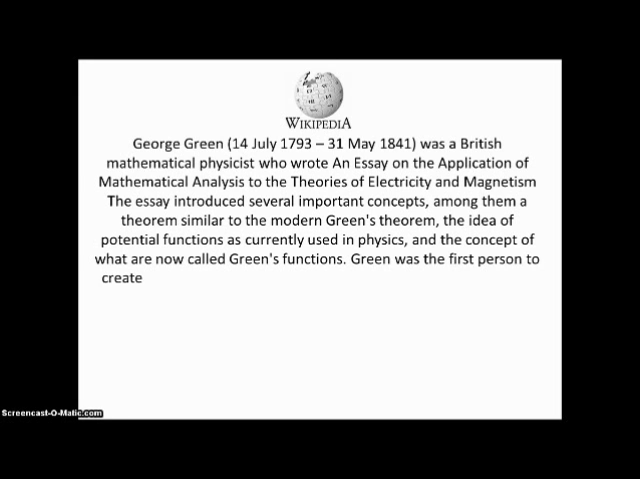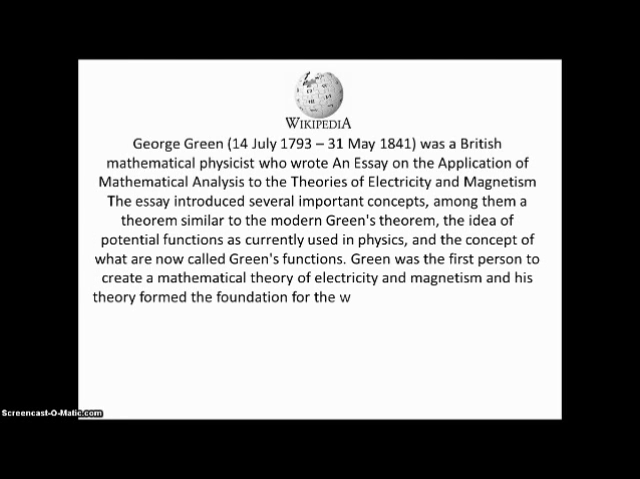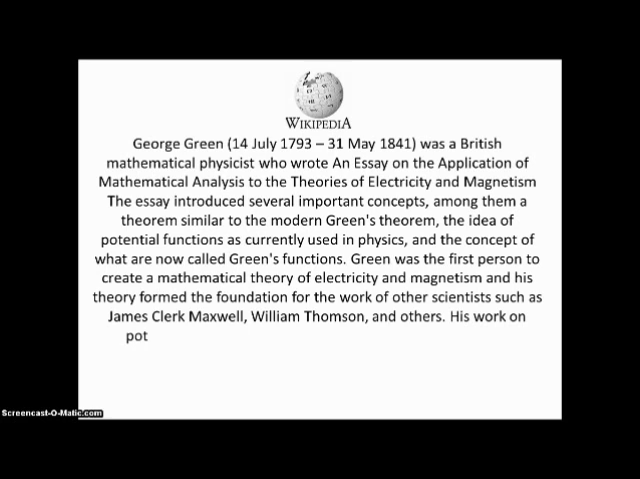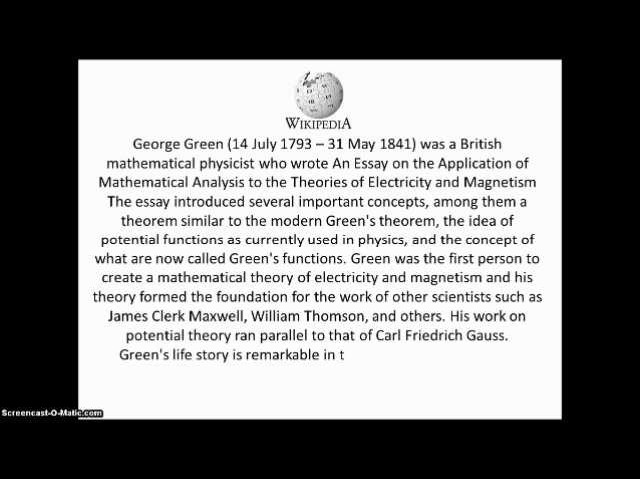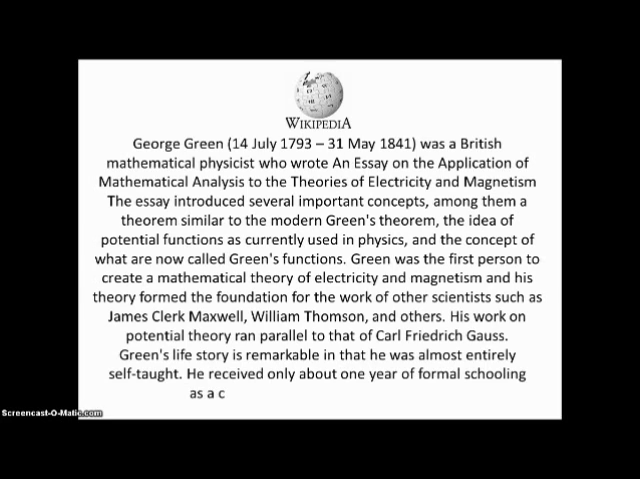Green was the first person to create a mathematical theory of electricity and magnetism, and his theory formed the foundation for the work of other scientists such as James Clerk Maxwell, William Thomson, and others. His work on potential theory ran parallel to that of Carl Friedrich Gauss. Green's life story is remarkable in that he was almost entirely self-taught. He received only about 1 year of formal schooling as a child, between the ages of 8 and 9.